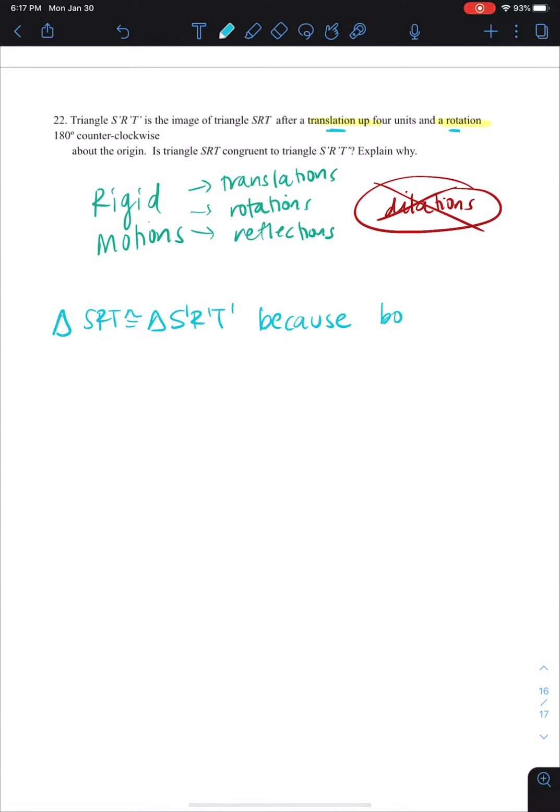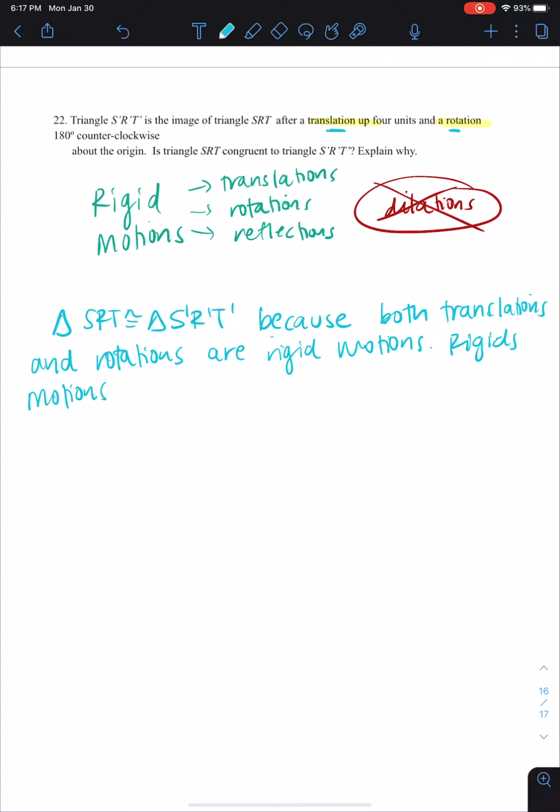because both translations and rotations are rigid motions. Rigid motions preserve distance, space, length, and angle measurements.